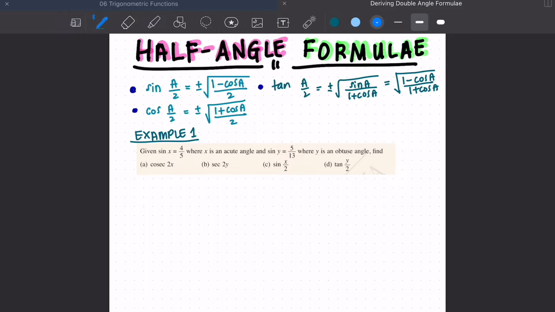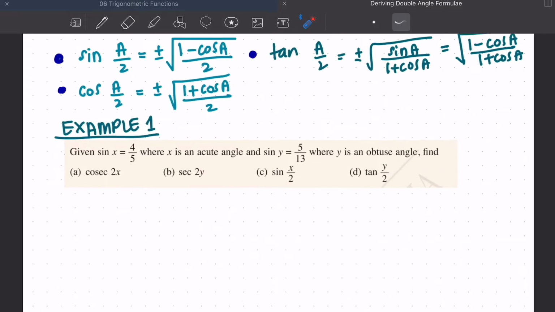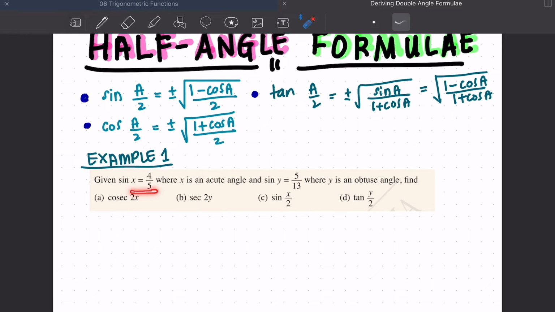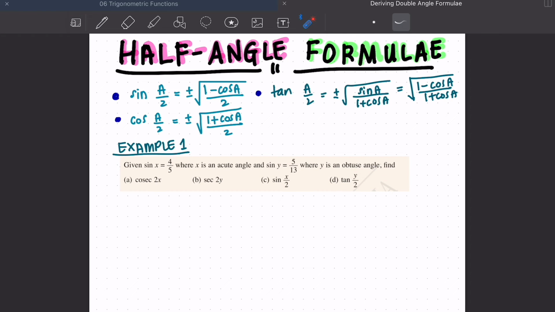So we look at example 1. Given that sine x is equal to 4/5, and it's an acute angle, of course we know that this is going to be in the first quadrant. And sine y is 5/13, and y is an obtuse angle. So of course, we have to illustrate this statement on the Cartesian plane.